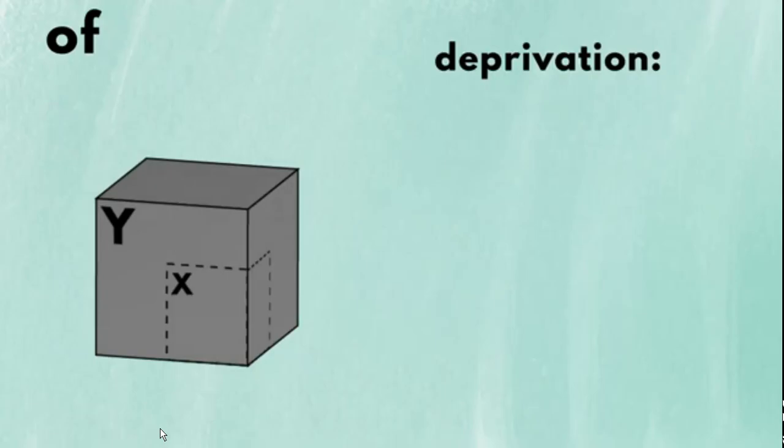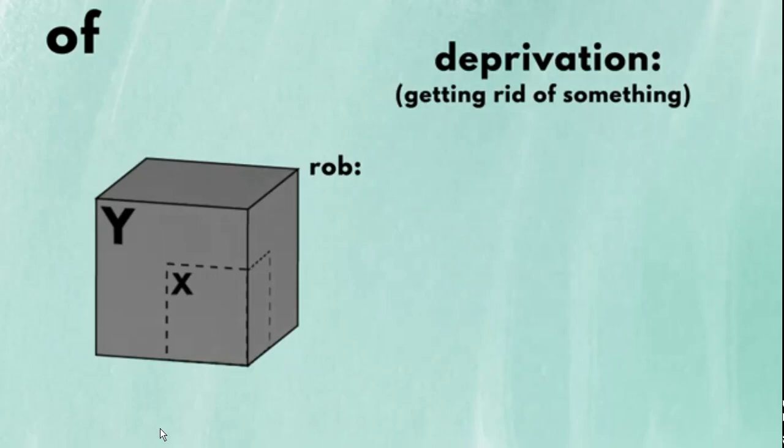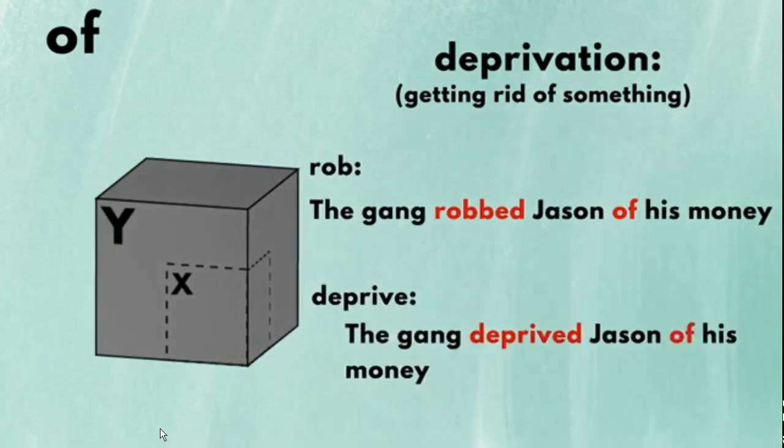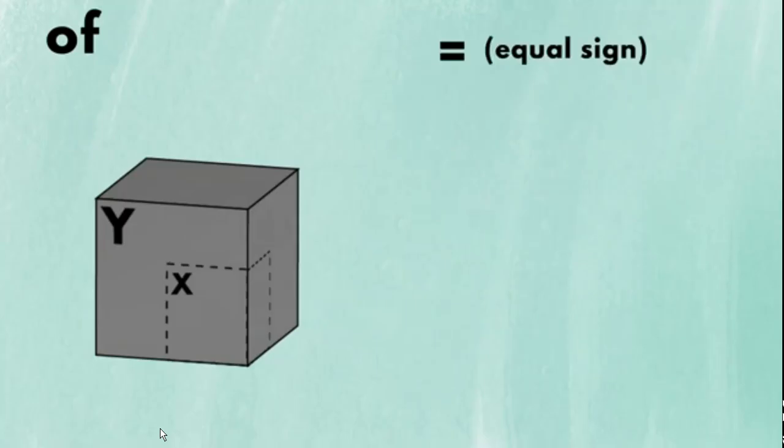Now deprivation is when we get rid of something, right? Like the first word is "rob", which I am using with "of". So here: the gang robbed Jason of his money. Here I am using the word "deprive": the gang deprived Jason of his money. So it means getting rid of something.